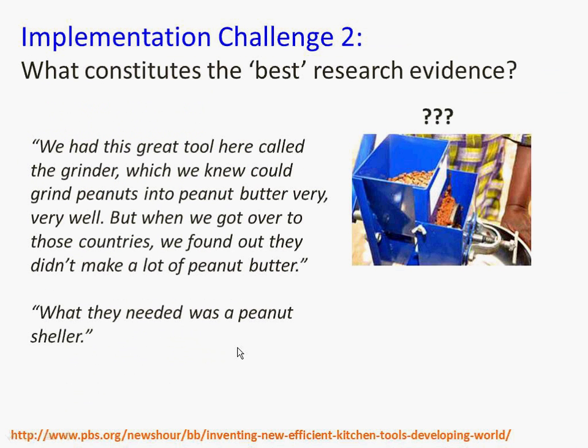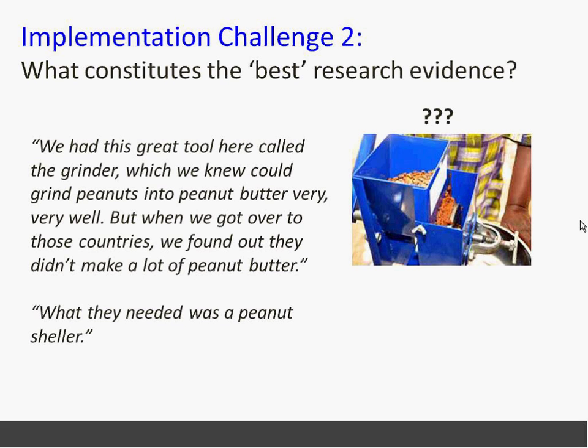One question that we encountered in the community of researchers and people working in systems here was, what's the best research evidence? So I like this example. It comes from the PBS NewsHour last summer. They were talking about some innovative designers, and they had a great tool. It was called a grinder. They knew it could grind peanuts into peanut butter really well. When they got over to the countries that were having a lot of nutritional issues and undernutrition, they found that people didn't make peanut butter. They identified that what they needed was a peanut sheller, because people used the peanuts whole, not as ground peanut butter, and didn't like that, and it wasn't going to happen. Next slide.